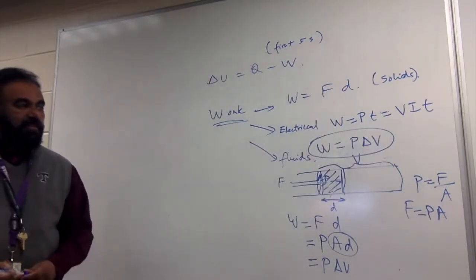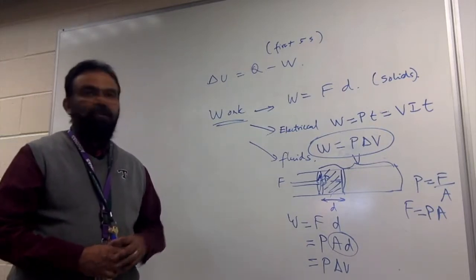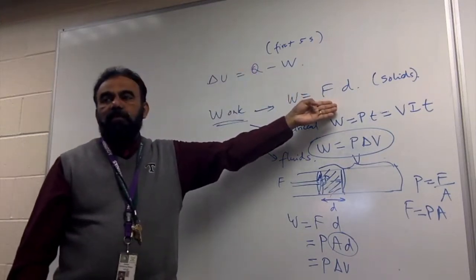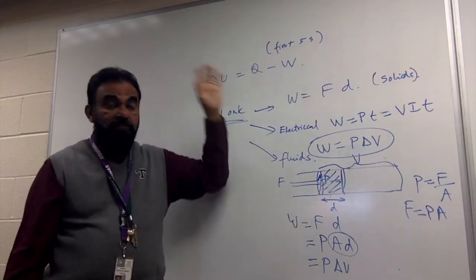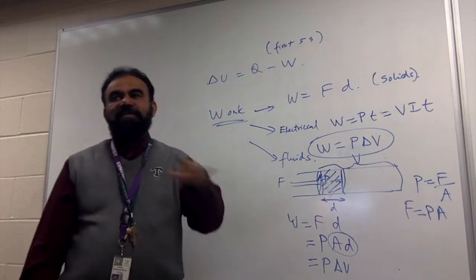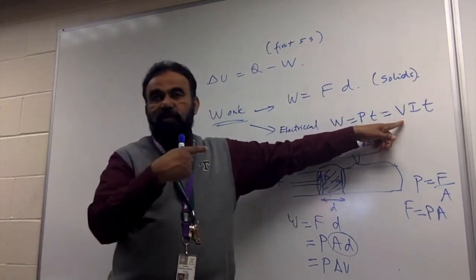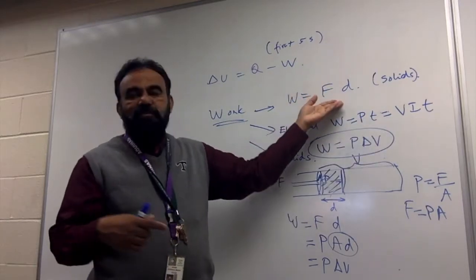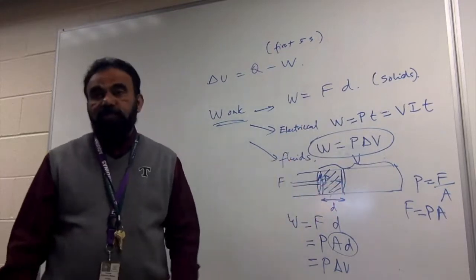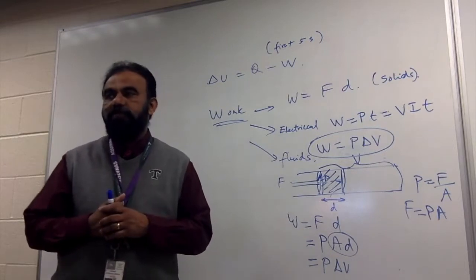Work done in fluids is P delta V. So there are three kinds of work done. One is mechanical, which is F d. Electrical work done is VIT. In fluids, it is going to be P delta V. Now, we just saw in our examples how we applied VIT. And for solids, we have already done so many times how to find the work done. And now this is in fluids. So if you're talking about a fluid movement, then it's P delta V that's going to come.